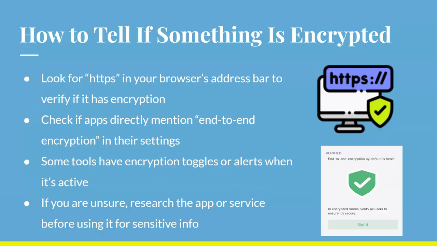Check if apps directly mention encryption. Like in WhatsApp, if you go on WhatsApp and you look at a conversation, sometimes at the top it'll say, with a tiny check mark, end-to-end encrypted. Some tools also have encryption toggles or alerts when it's active. And if you're unsure, research the app or service before using it for sensitive info. You don't have to have encryption on anything. It's not something that's required on the internet, but it is better to have it, especially on those important platforms.